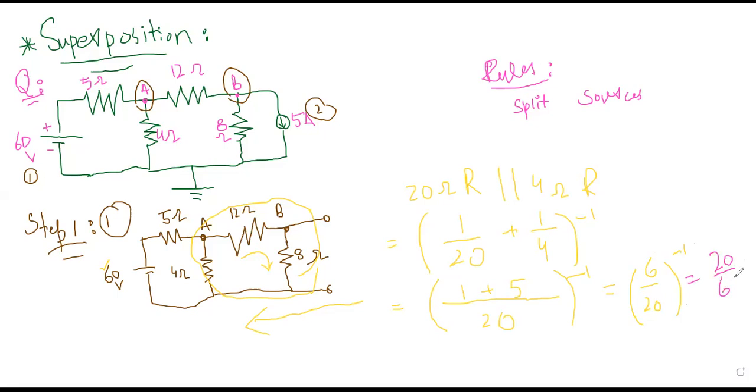And the answer will be, 2 times 3 is 6, and 10 upon 3. So the equivalent resistance between these 2 points is basically 10 upon 3. This is the value of the equivalent resistance for the parallel circuit, that is this one. So the value basically is 10 upon 3. Now, as we know, V equals IR.